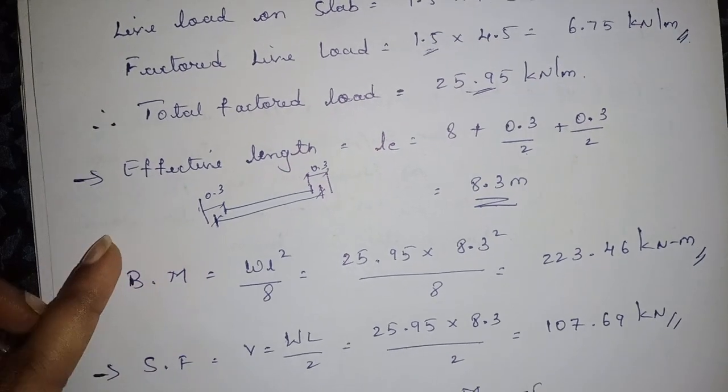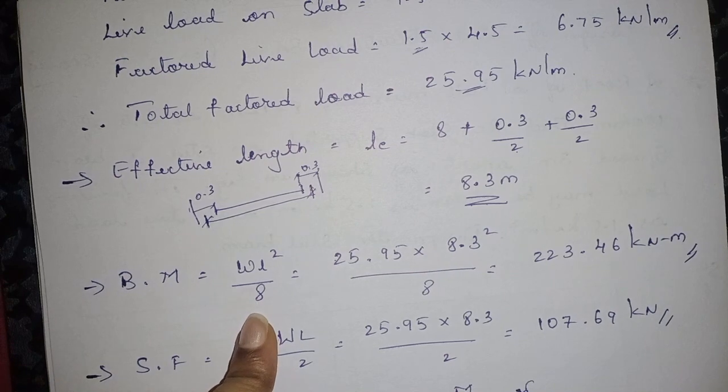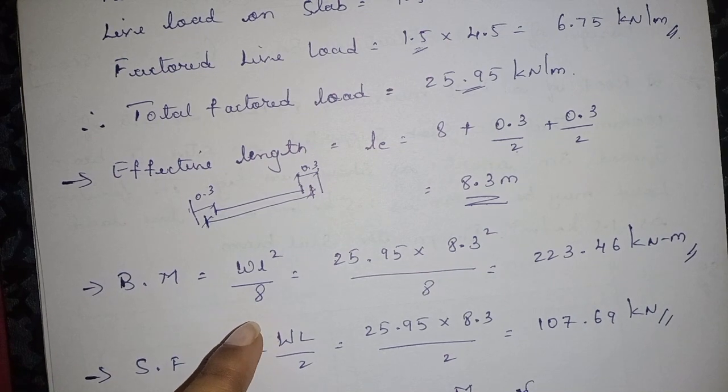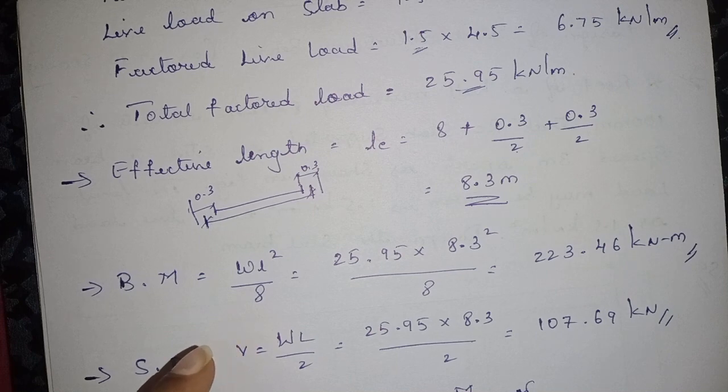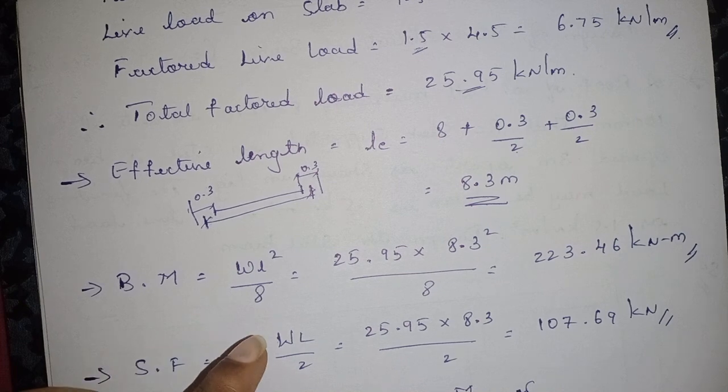Okay, so now we'll calculate the bending moment. WL square divided by 8. This you are familiar with. To calculate the bending moment for the UDL loading, you can use WL square divided by 8, the standardized formula.